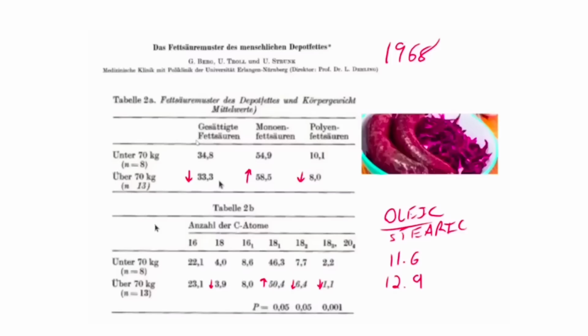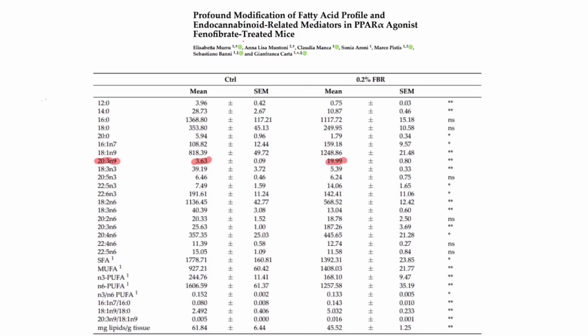And so that pattern that you see, this is a study from 1968 in Germany. This is people that are heavier, over 70 kilograms, which is maybe over 150 or 160 pounds, as opposed to people who are lighter. And you see that same pattern of dropping saturated fat, increasing monounsaturated fat, and dropping linoleic acid. And this 23N9, when you activate PPAR-alpha, goes from 3.6 to 20. That's what, a 5 or 6-fold increase, I think.